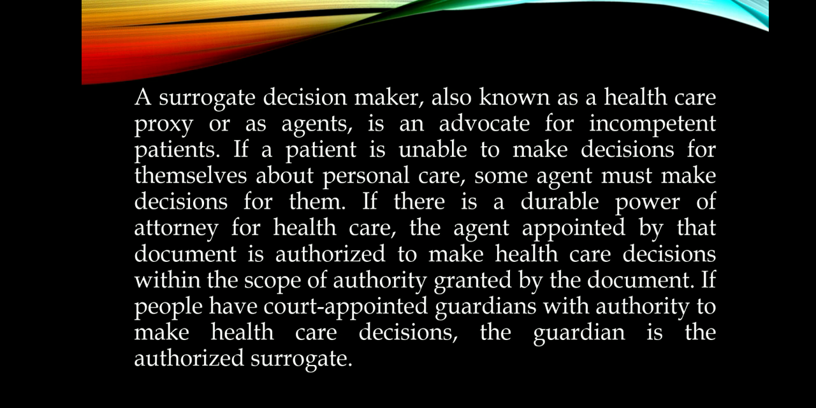If there is a durable power of attorney for healthcare, the agent appointed by that document is authorized to make healthcare decisions within the scope of authority granted by the document. If people have court appointed guardians with authority to make healthcare decisions, the guardian is the authorized surrogate.